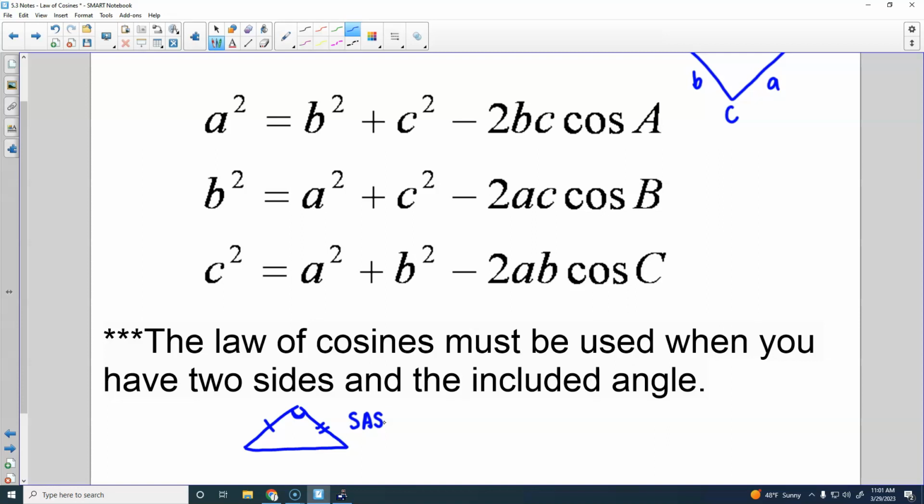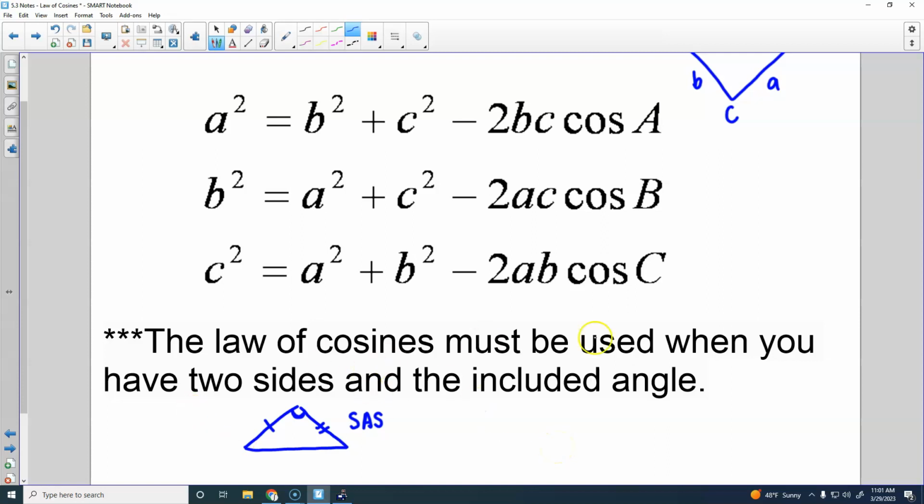The reason you have to use law of cosines is because you don't, like this angle, you don't have the side across from it. This side, you don't have the angle across from it. And this side, you don't have the angle across from it. So you don't have any pairs. So if you have a situation where you don't have an angle and the side across from it, you can't use law of sines.